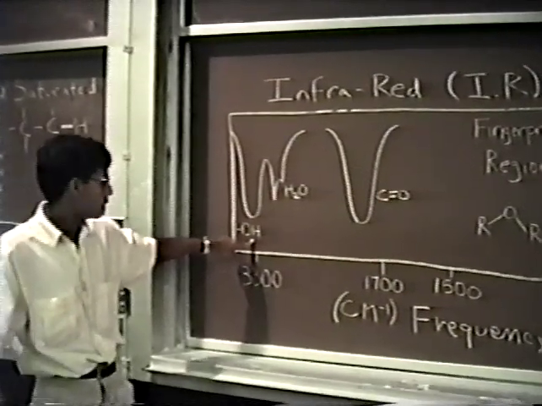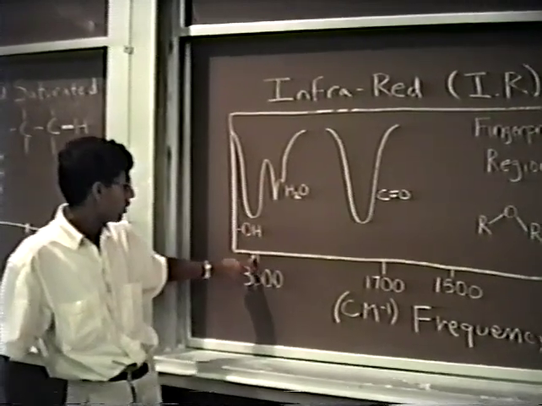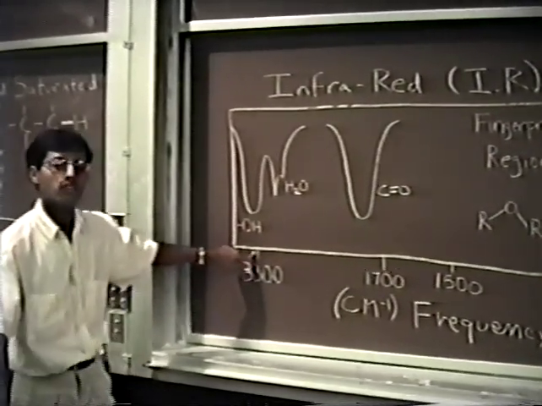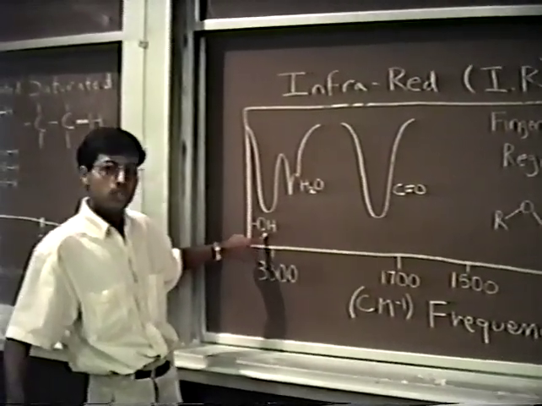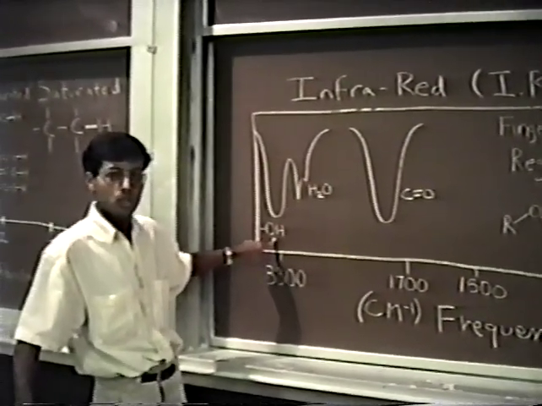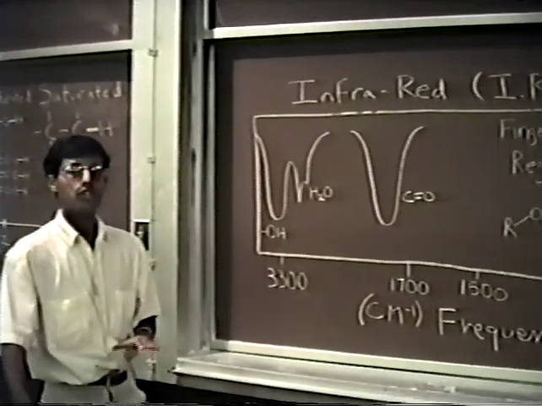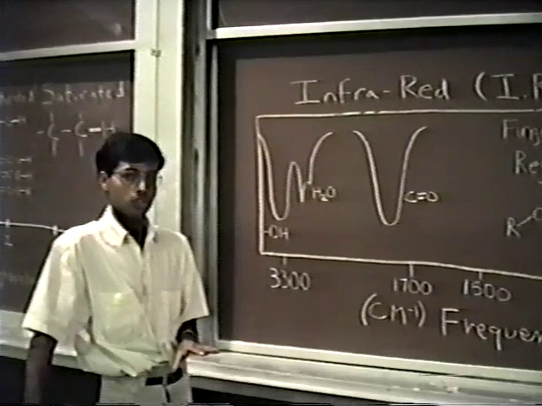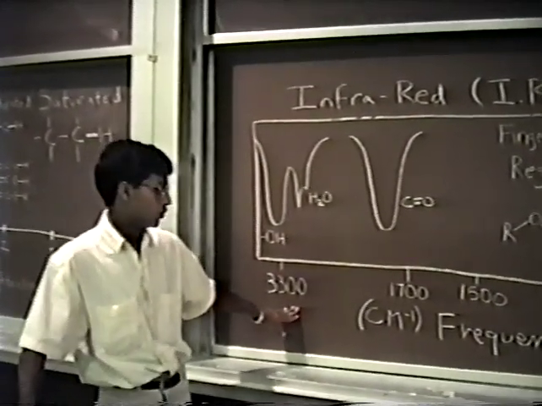In alcohols, what you will see is a nice, strong, broad peak around 3300 to 3500, depending on hydrogen bonding. If the OHs are hydrogen bonded to other alcohols, then the peak will be in the region of 3400 to 3500, 3600. Otherwise, it will be a nice sharp peak around 3300.